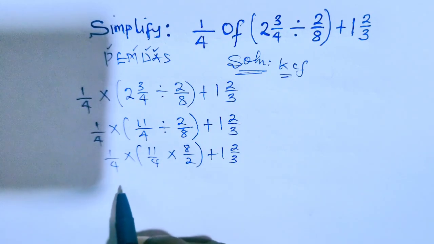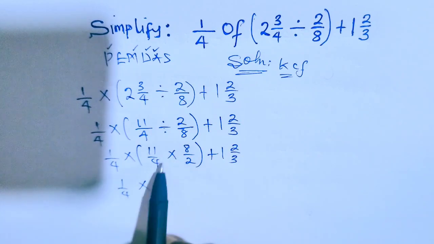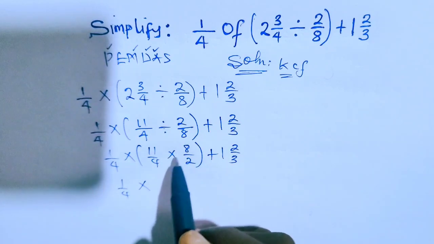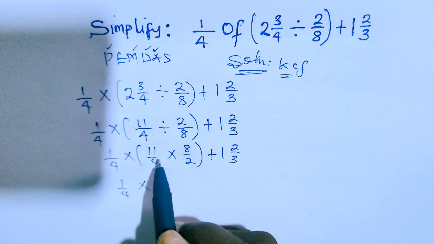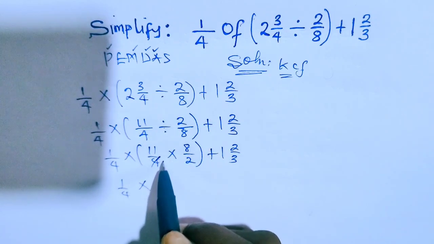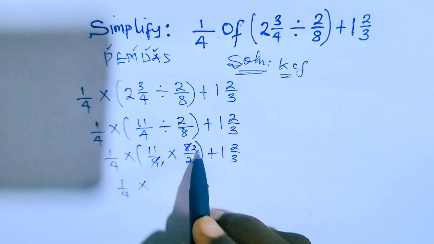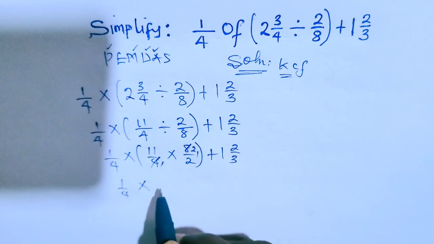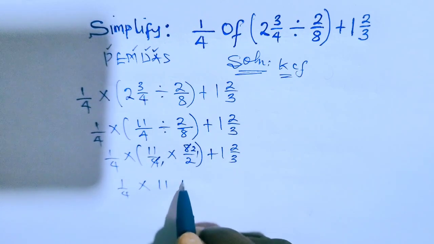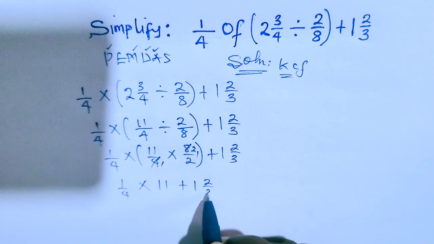And we have this 1 over 4 multiplied by, inside the bracket again, we can divide this either way. Here, 4 divided by 1, and 4 into 8 is 2. I'll write here 2 divided by 2, that will give us 1. Then 11 multiplied by 1, that will give us 11 here. Then plus 1 and 2 over 3.